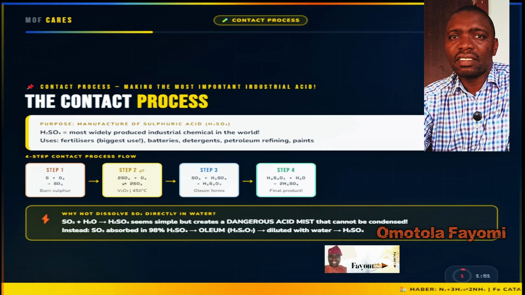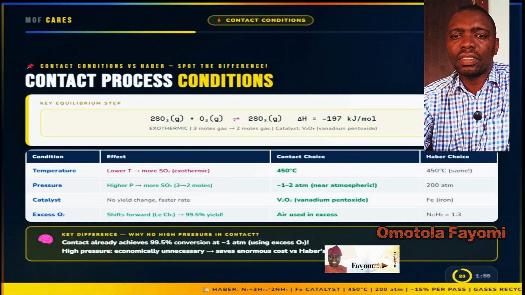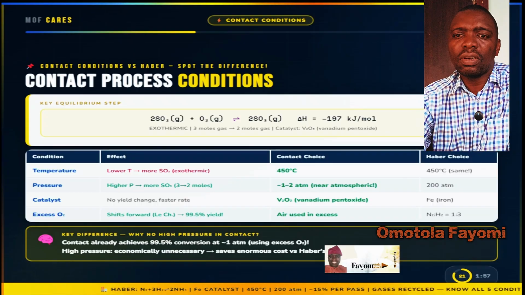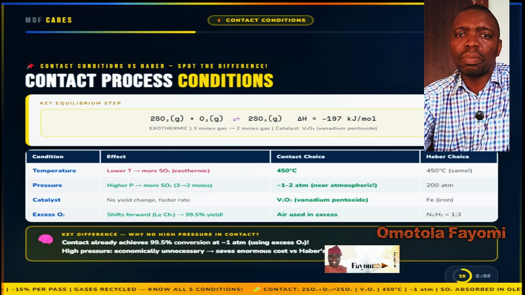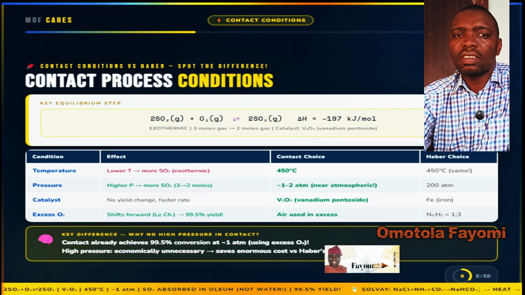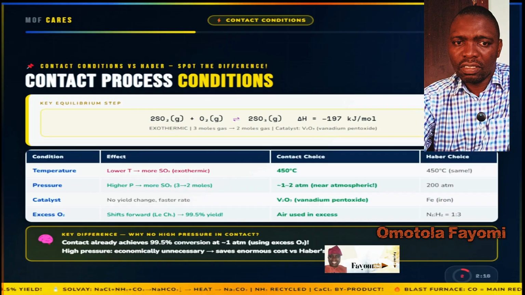Now let us analyze the conditions of the contact process and critically spot the key differences from the Haber process. Temperature, same logic as Haber. The forward reaction is exothermic, minus 197 kJ per mole. Lower temperature gives more SO3 thermodynamically, but too low means too slow kinetically. Industrial compromise here is 450 degrees Celsius, same as Haber, not a coincidence, same logic.